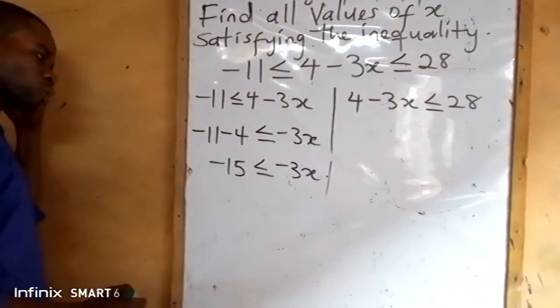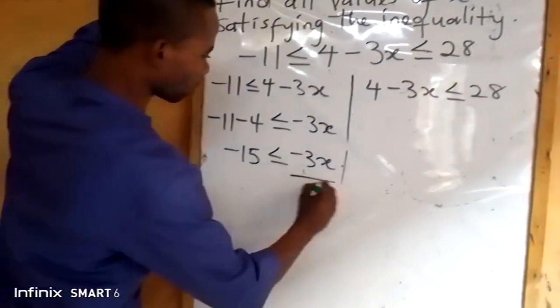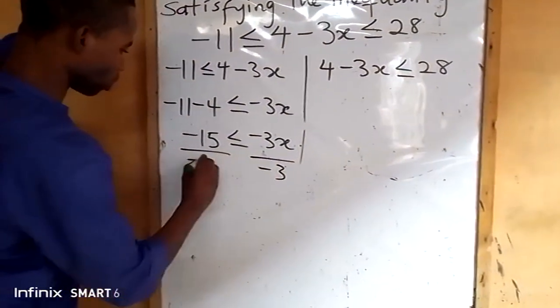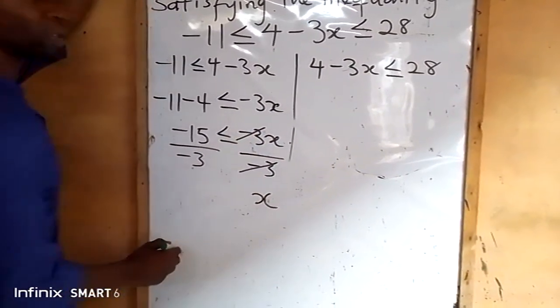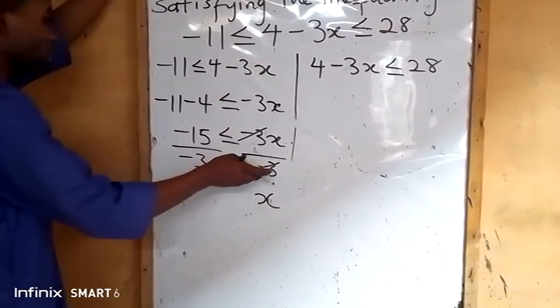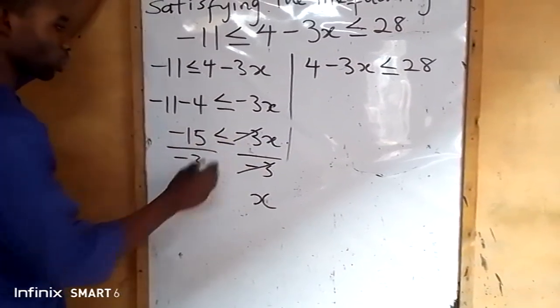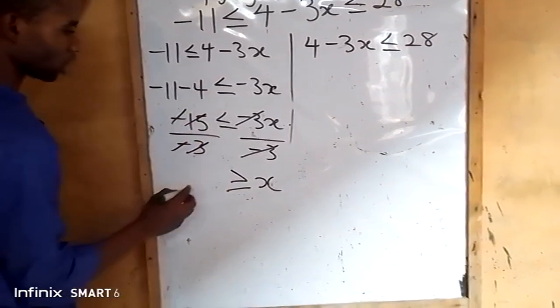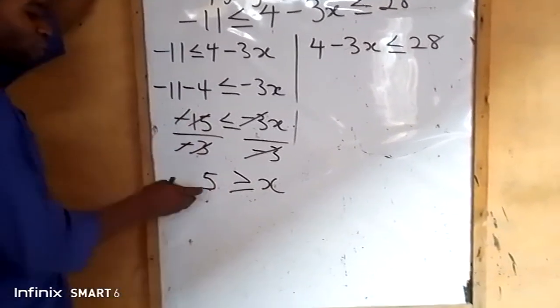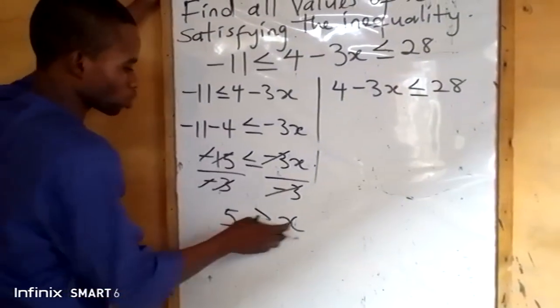So we divide both sides by minus 3. I told you, anytime you divide both sides by a negative number, the inequality sign will change. We change to greater than or equal to. Minus 3 cancels minus 3, and 15 over 3 is 5. So 5 is greater than or equal to x.